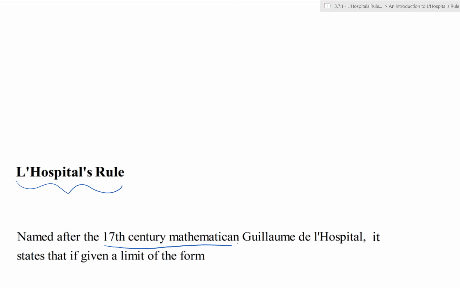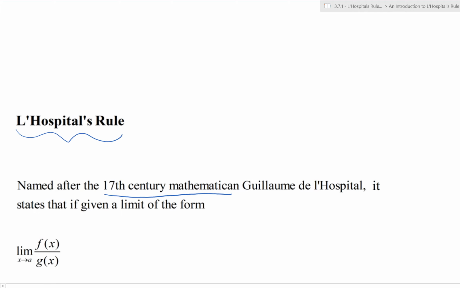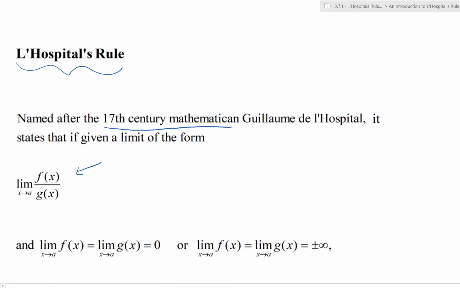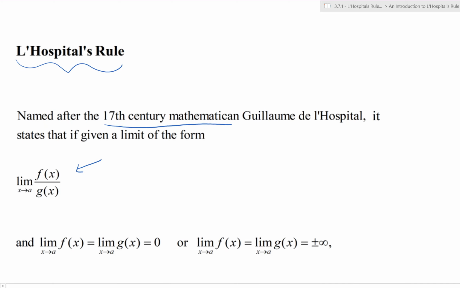It states that if given a limit of the form, like the ones we've been seeing right here, the limit as x goes to some particular location a, of a quotient of two functions, f of x divided by g of x, if you have such a type of limit, and one of two things happens. Either the limit as x goes to a of f of x and the limit as x goes to a of g of x are both 0. So in this case, you'd get that 0 over 0 indeterminate form.